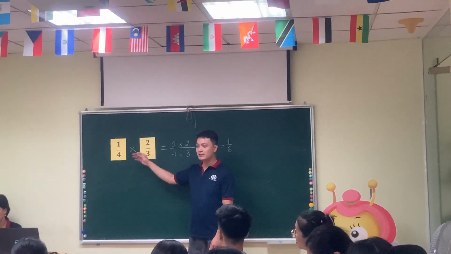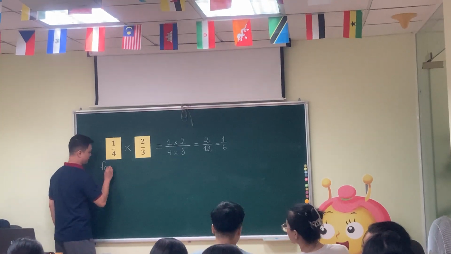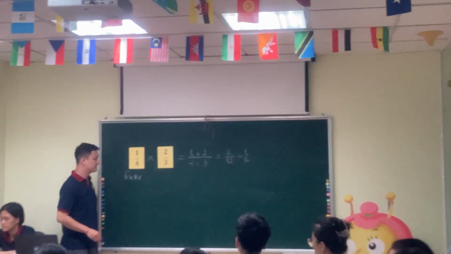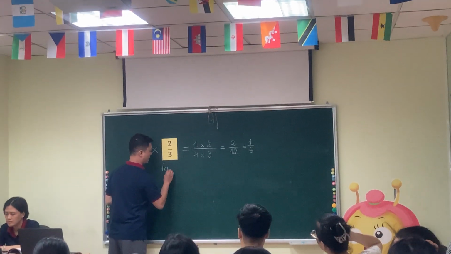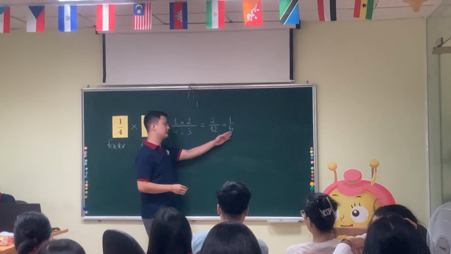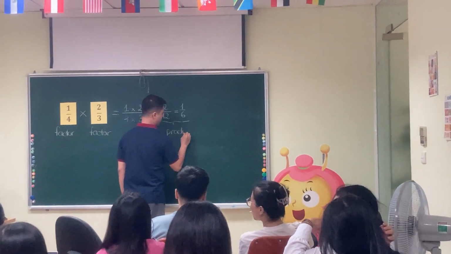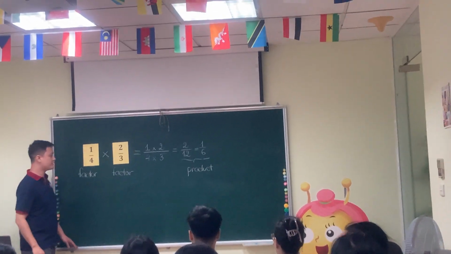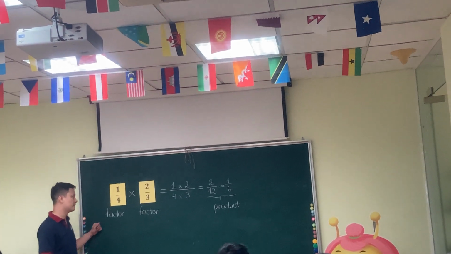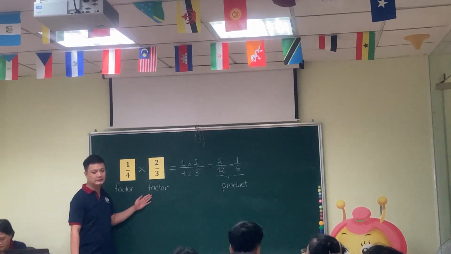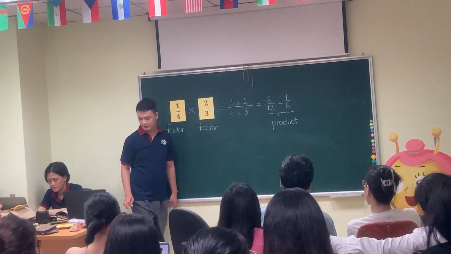So what is 1/4 in the multiplication? Is it adding? No, factor. Yeah, good job. Let's say factor. Factor. 2/3 is a factor. What is 1/6? The product. Okay, let's say again. 1/4 is the factor. 2/3 is the factor. 1/6 is the product.